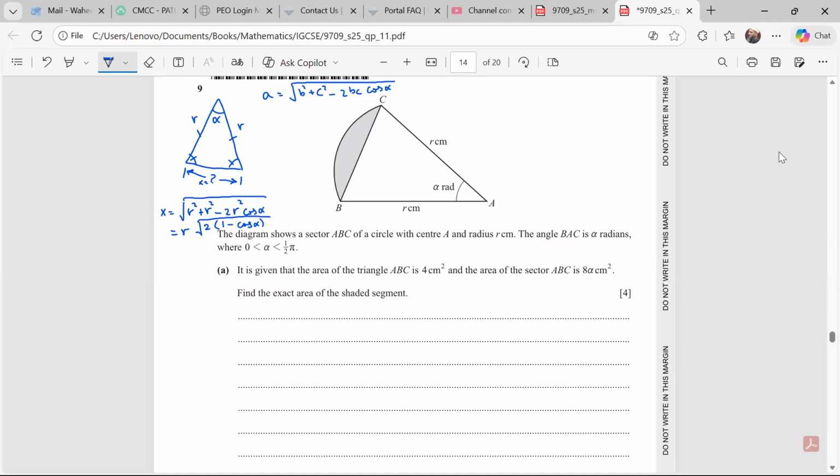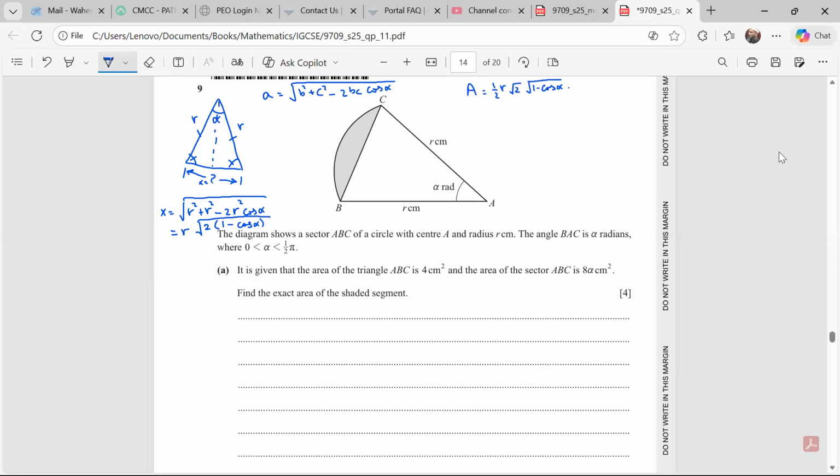Now, if you want to find the area, it is half into the base, which we just found as r under the root 2. So let me write it separately. Under the root 1 minus cos alpha. Now, times the altitude. Remember, I have to find this height. I have to multiply this height with the base times half. So I have the half and the base. Now I need this height.